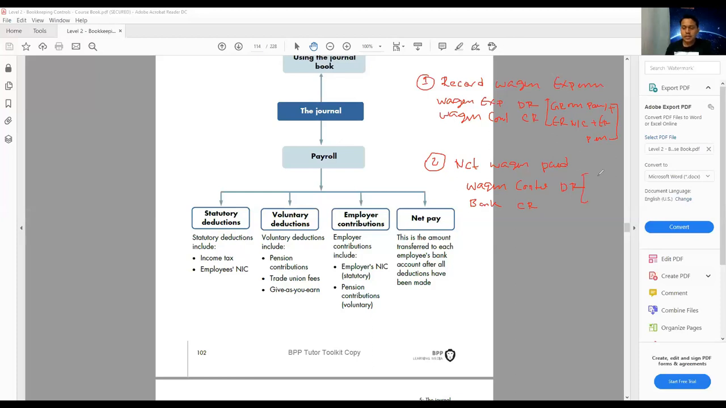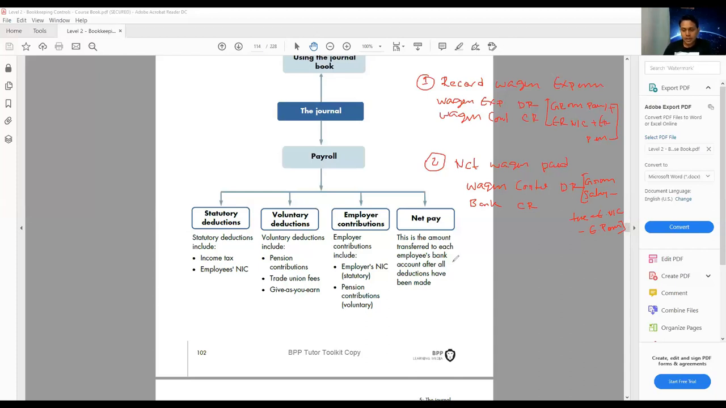And the amount will be here: gross salary or wages minus tax, minus employee national insurance, minus employee pension. Gross salary minus employee national insurance minus tax minus employee pension, three things. That will give you the figure for net wages paid.